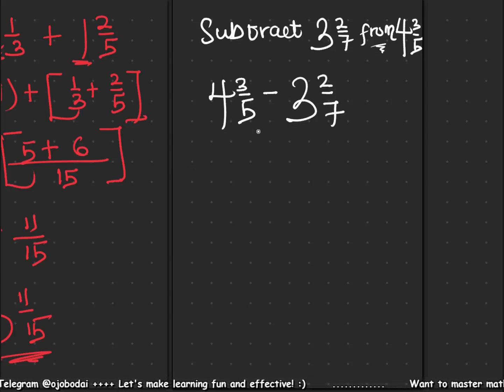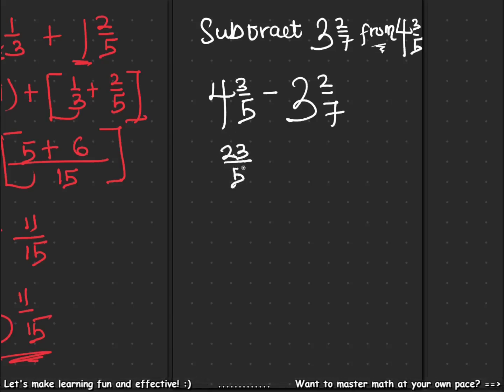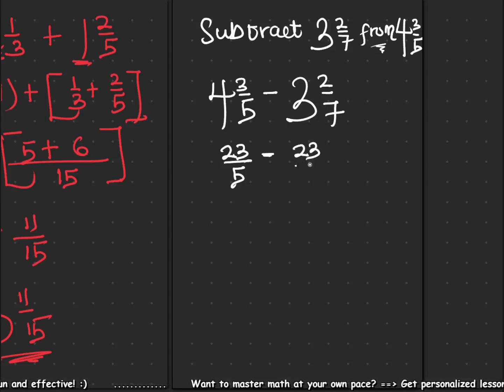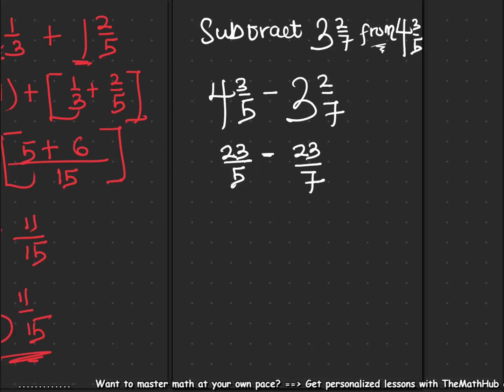Changing 4 whole number 3 over 5 into improper fraction. 4 times 5 gives us a 20. 20 plus 3 gives us a 23 over 5. Minus 3 times 7 gives us 21. Then 21 plus 2, you are going to get a 23 over 7. So as we can see now, the denominators we have here are 5 and 7. They are unlike. Hence, we look for the LCM of 5 and then 7.